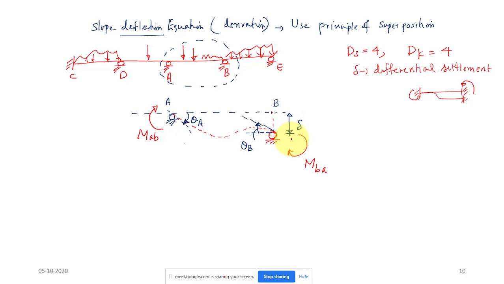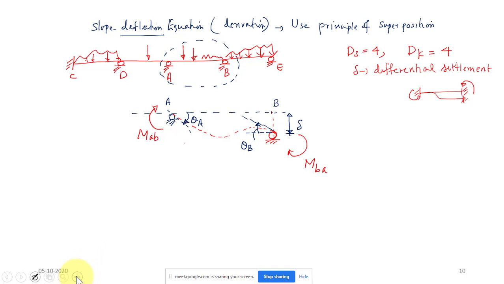Some textbooks will have some delta 1 here and some delta 2 there, so the differential will be delta 1 minus delta 2. If you go that way, it will be difficult to derive. That is why I am keeping this support in its initial position and this one is moving, so that I can get the effect of differential relative displacement.